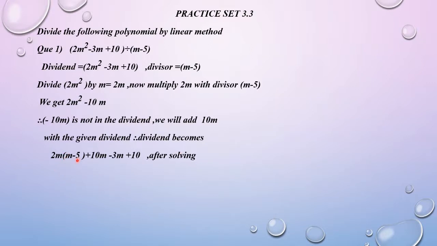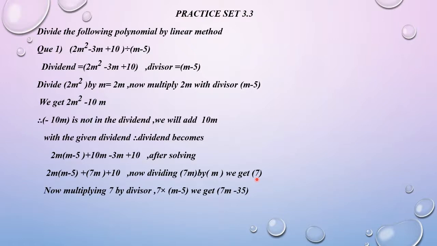Here -10m is already there. We have added +10m. Then the remaining terms of the dividend, that is -3m + 10. After solving, we get 2m multiplied by (m - 5). This +10m and -3m we will get as 7m, plus the last term 10. Now the next term is 7m. Dividing 7m with the first term of the divisor, that is m, we will get the quotient as 7.